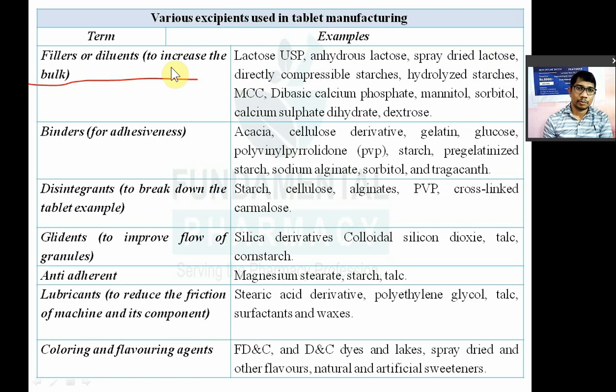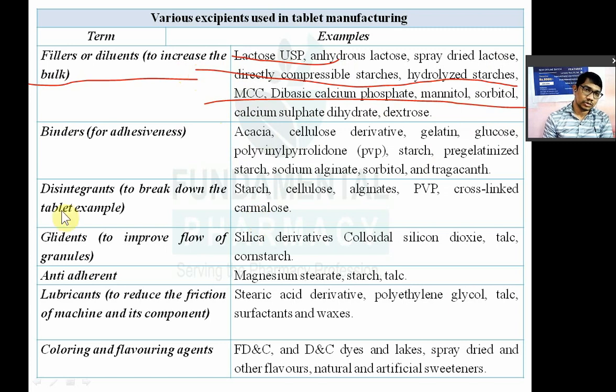Examples of diluent: lactose USP, anhydrous lactose, spray dried lactose, directly compressible starches, hydrolyzed starches, microcrystalline cellulose, dibasic calcium phosphate, mannitol, sorbitol, calcium sulfate dihydrate, dextrose. All these are known as tablet diluents.